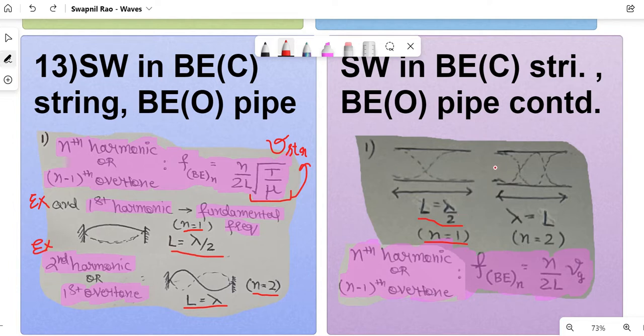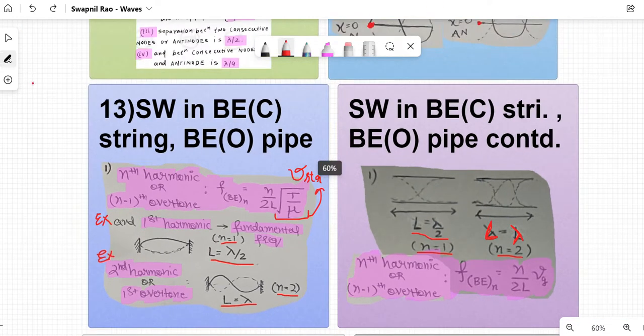In this case, when n is equal to 2, I think I've written this wrong, please make this length equal to lambda. Length is equal to lambda when n is equal to 2. So all you have to do is put n as 1 over here if you want the first harmonic or zeroth overtone, and put n as 2, just like in this case, if you want the second harmonic or first overtone. Whenever you replace n, you have to replace it over here also and pronounce it the same way. I hope that was clear.